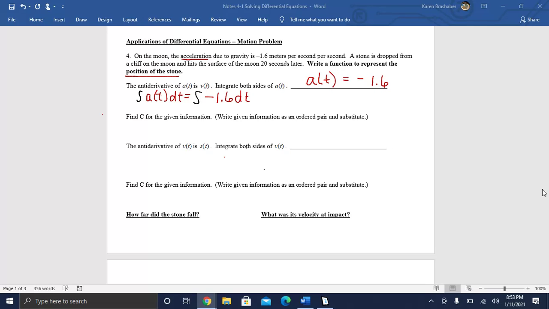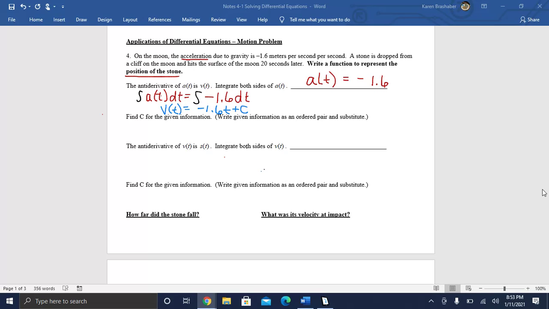And again, the antiderivative is going to be v of t. It's going to be the velocity. And then doing our antiderivative, we would have negative 1.6 t plus c.